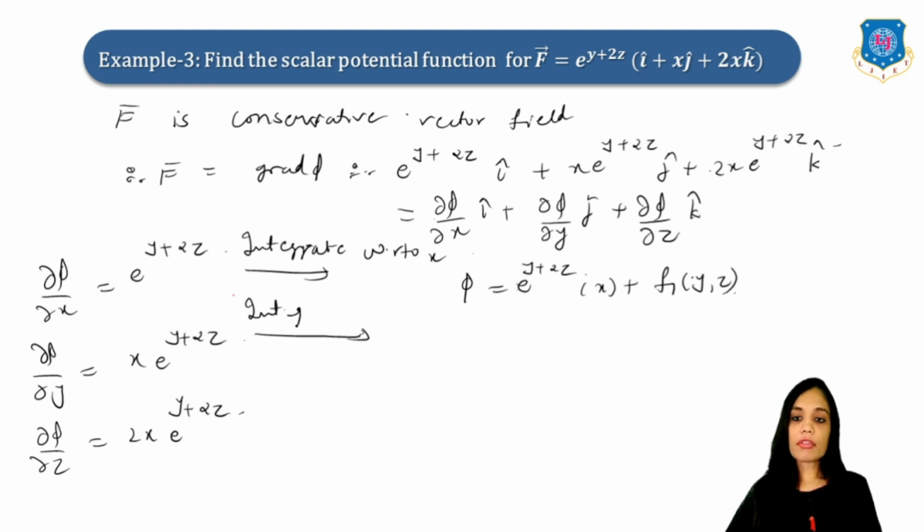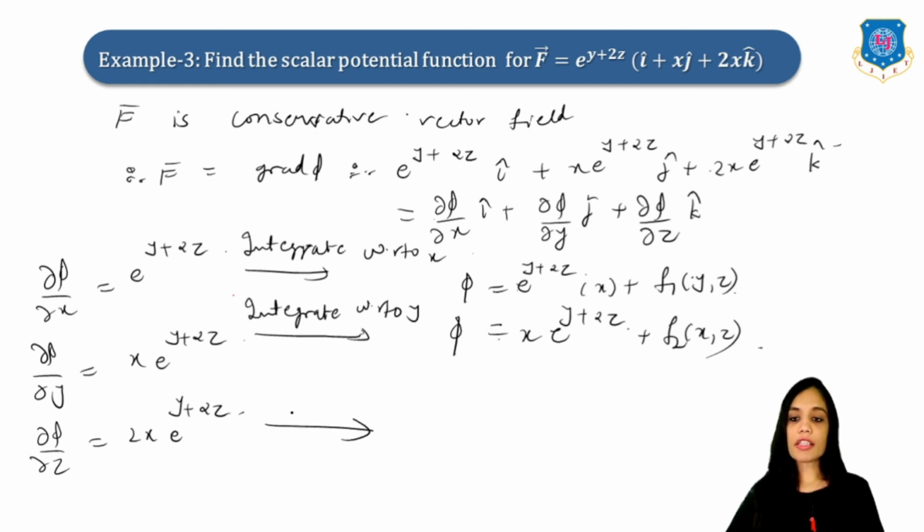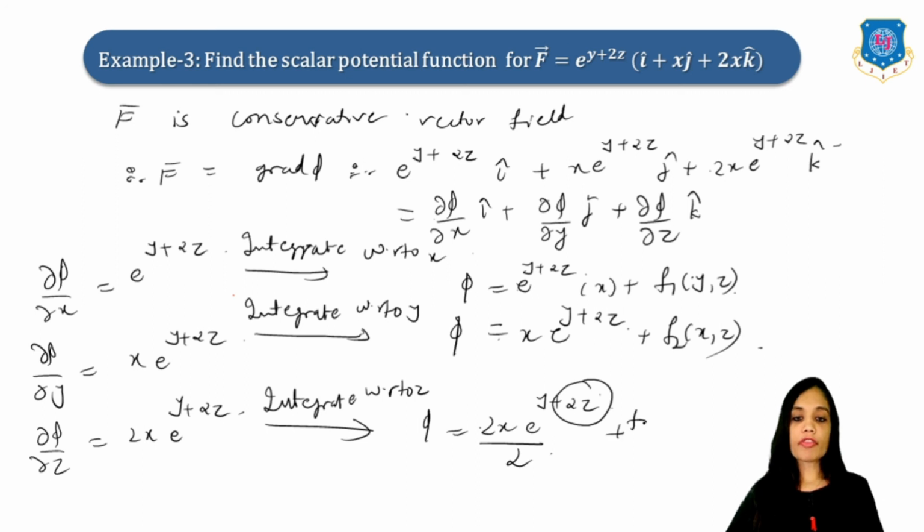Similarly, we will integrate with respect to y. So your phi will be, this x is constant, and the integration of this will be e^(y+2z) plus f2 of (x, z). And lastly, integrate with respect to z. So your phi will be 2x, which remains constant, times e^(y+2z), and now y is also constant, so just do the derivative of this, divided by 2, plus f3 of (x, y). Now we have to cancel these two. So now just write the scalar potential function phi. Everywhere we are getting the same answer. So phi will be x e^(y+2z) plus c. Okay? So this is the answer of the scalar potential.